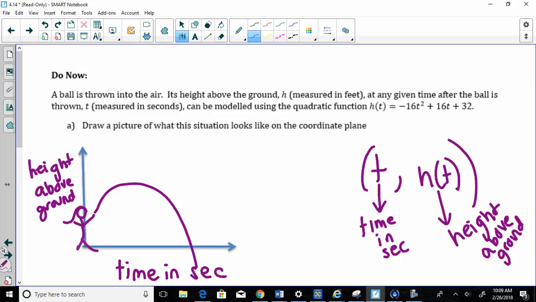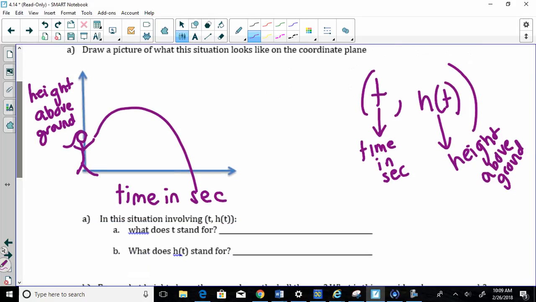First, I need to figure out what am I even trying to figure out. So there's Taylor throwing the ball into the air and it hits the ground, right? So first it says label what this is. What does t stand for? Time in seconds. This is a question on your quiz today. Easy. And what's your h of t stand for? Height in feet.